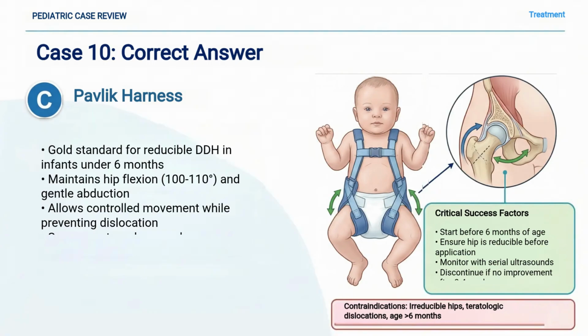The Pavlik harness is the gold standard for reducible developmental dysplasia of the hip in infants under 6 months of age. It maintains hip flexion of 100 to 110 degrees and gentle abduction, allows controlled movement while preventing dislocation, and is worn 23 hours daily for 6 to 12 weeks. Critical success factors include starting before 6 months of age, ensuring the hip is reducible before application, monitoring with serial ultrasounds, and discontinuing if there is no improvement after 3 to 4 weeks. Contraindications include irreducible hips, teratologic dislocations, and age over 6 months.